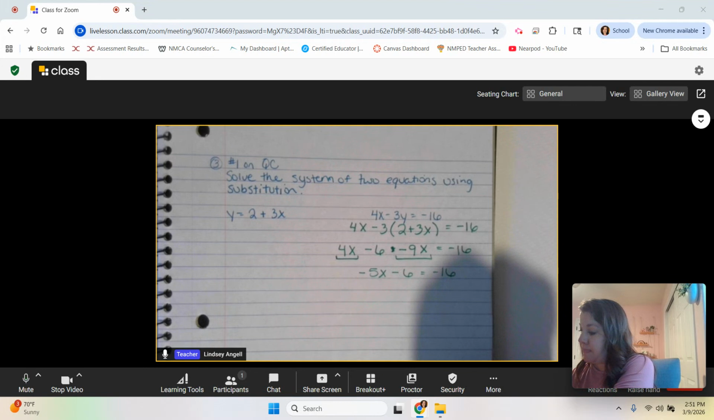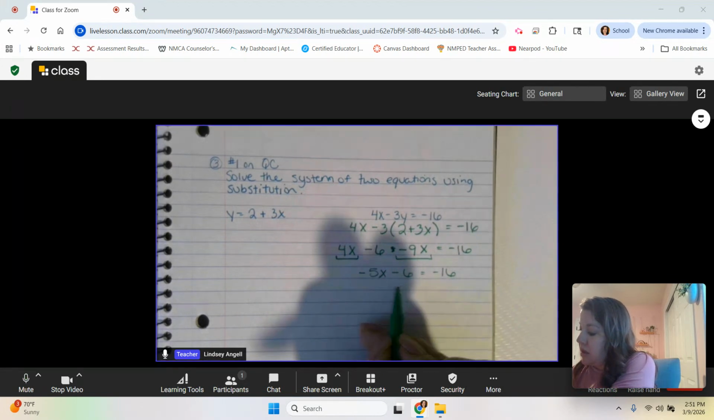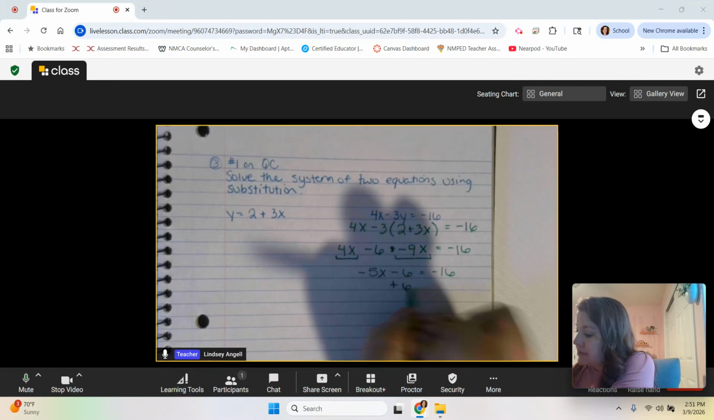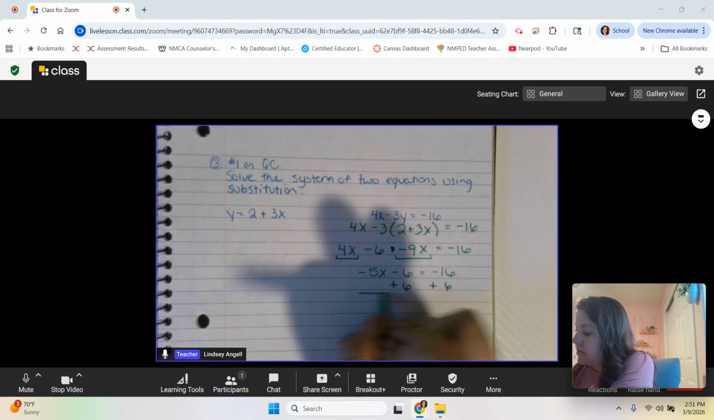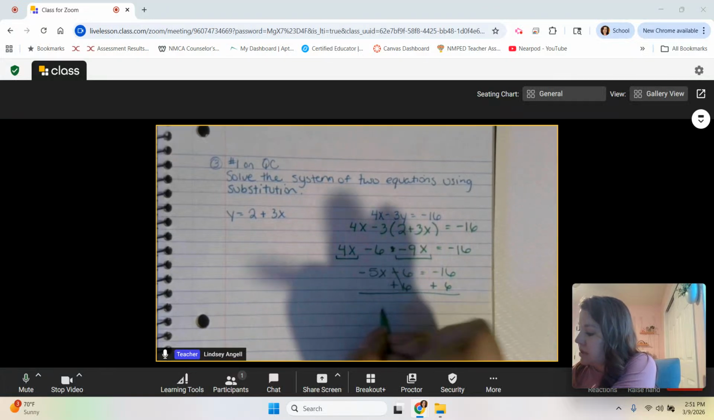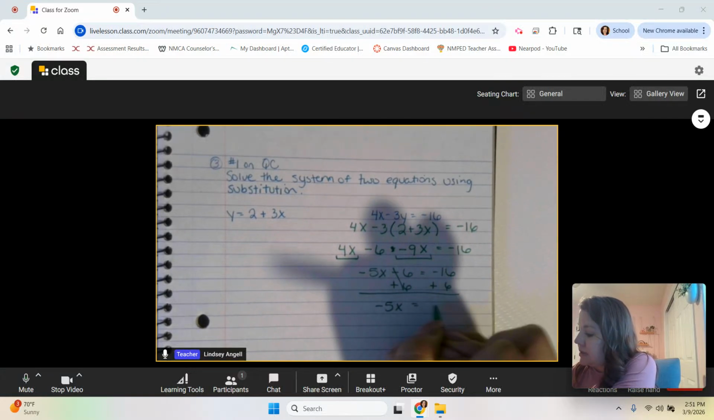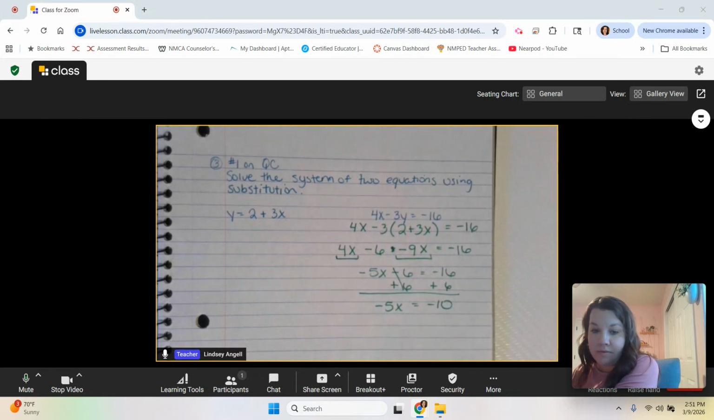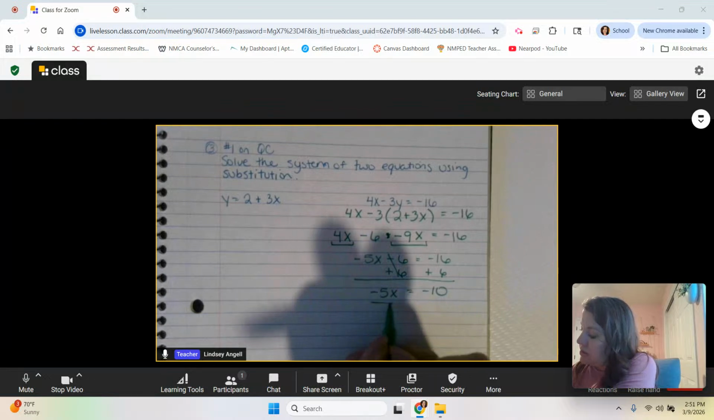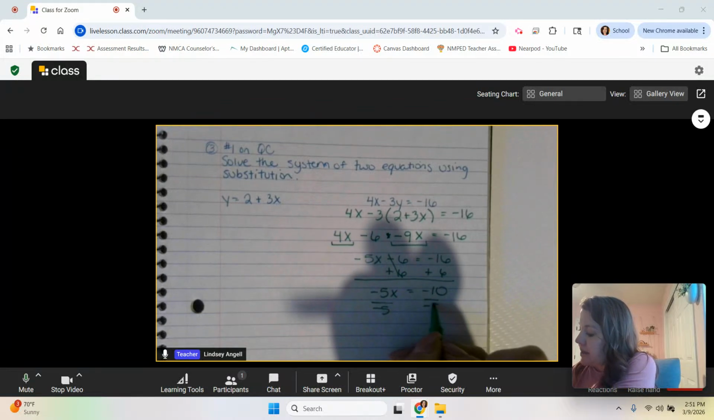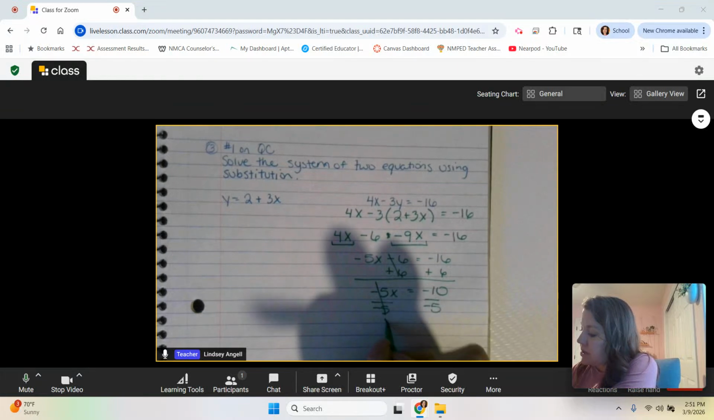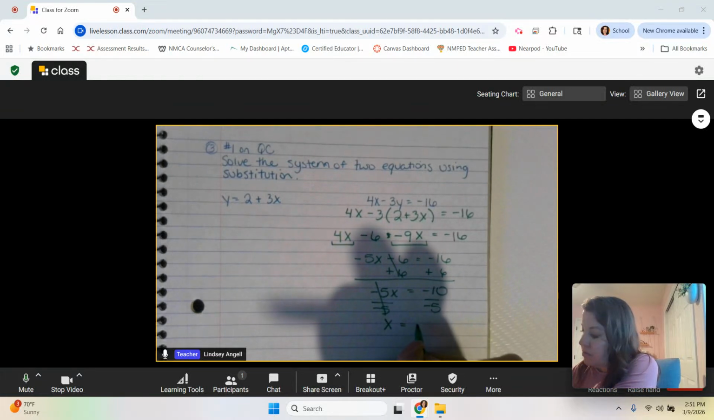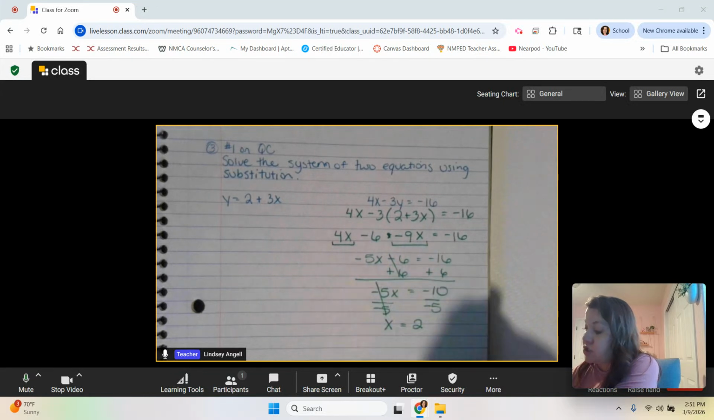Okay? And then I'm going to add 6 to both sides. Those will cancel on the left. I have negative 5x equals negative 10. Divide both sides by negative 5. They'll cancel on the left. I have x equals positive 2.